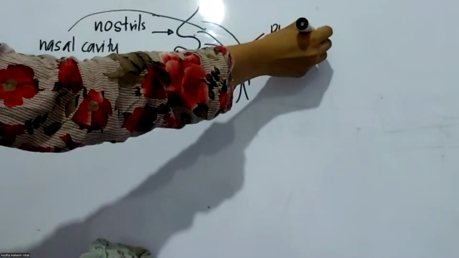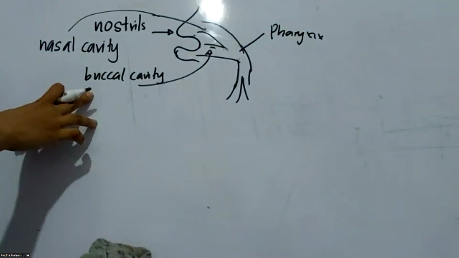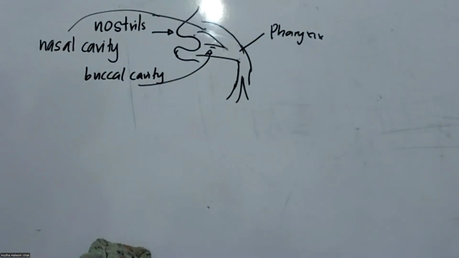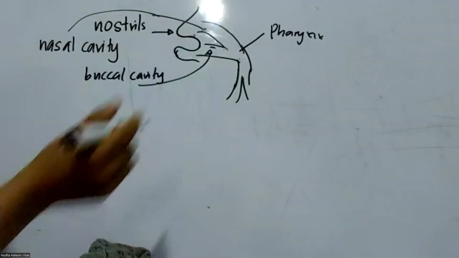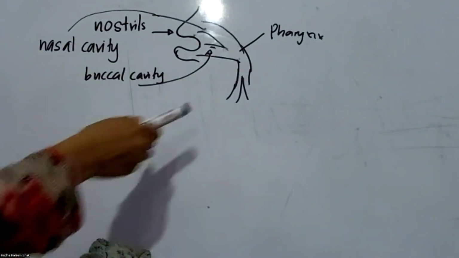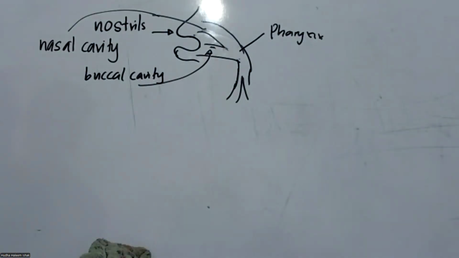So here what is happening? From the nasal cavity we are getting all the types of air, and from the buccal cavity the food is coming. So both the food and the air are meeting at the point called what? Pharynx. And when it goes down, the pharynx is getting divided into two main pathways.